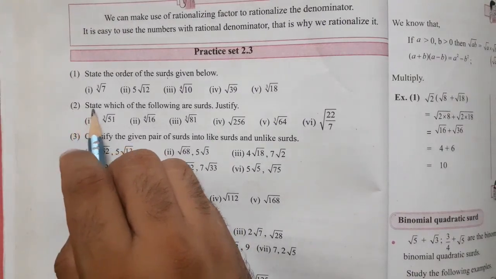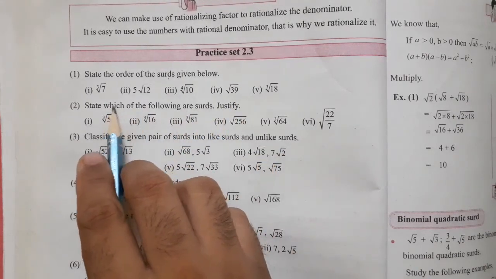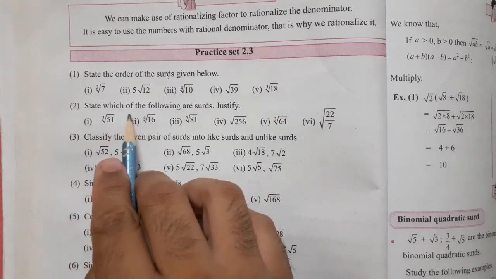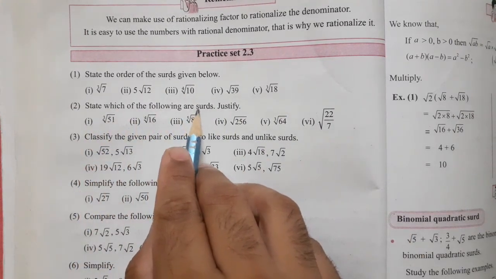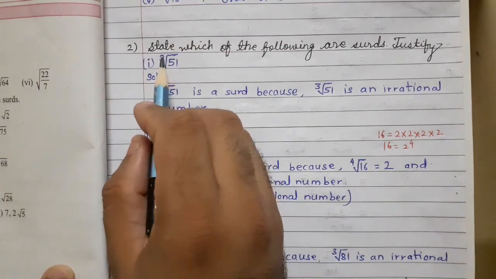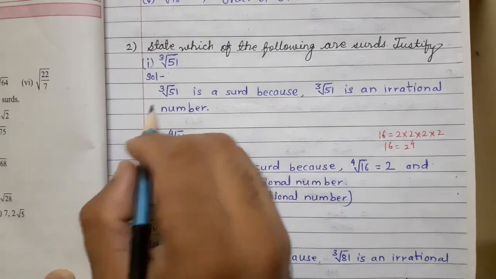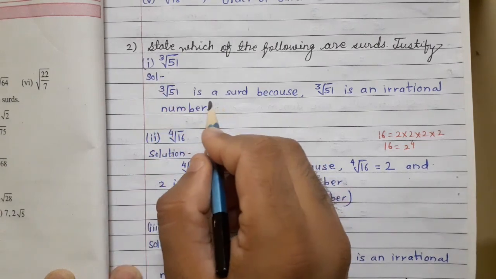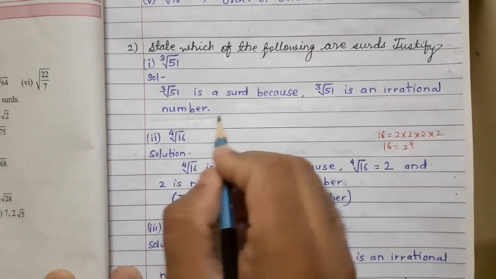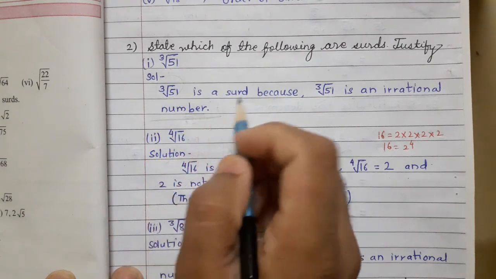Second example, state which of the following are surds and justify. Here some examples are given and we have to find which of them are surds and we have to justify our answer. Sub question first, cube root of 51. So cube root of 51 is a surd because cube root of 51 is an irrational number. So we can say that cube root of 51 is a surd.